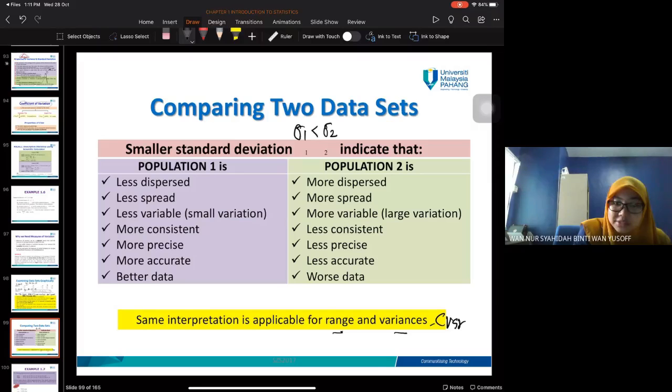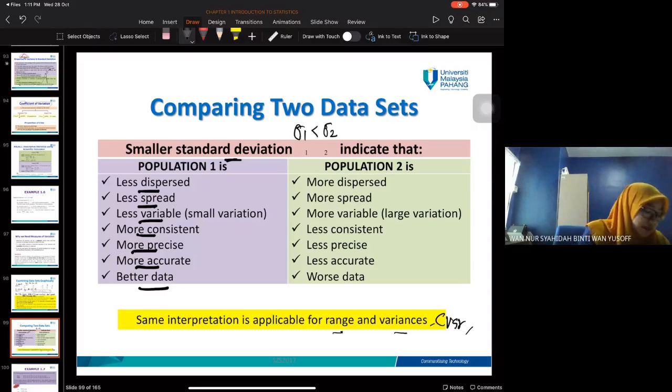How do we interpret CVR? Also similar, because this is about variability of the data set. As long as it is the smallest one, it will be less dispersed, less spread, less variable, more consistent, more precise, more accurate, and better data, with smaller standard deviation, smaller range, smaller variance, and smaller CVR. Okay, similar, I jump a bit.